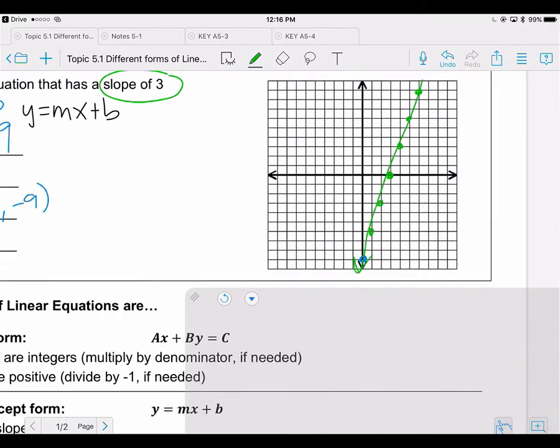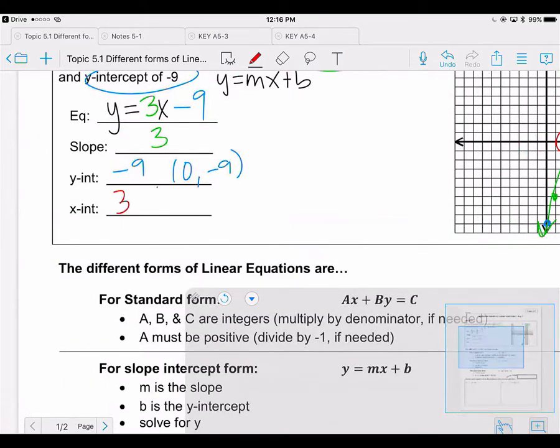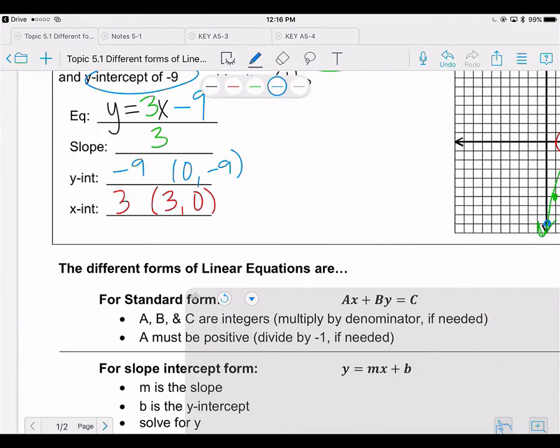We graph our line between the points, and then the last thing we are asked to do is find the x-intercept. The x-intercept is the point where it crosses the x-axis, so that is the number 3, also the point (3, 0).